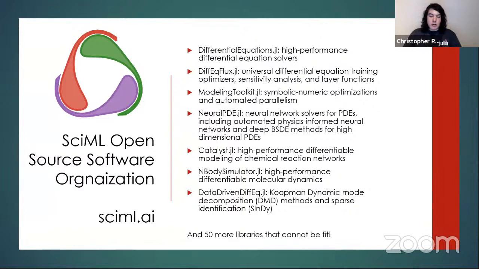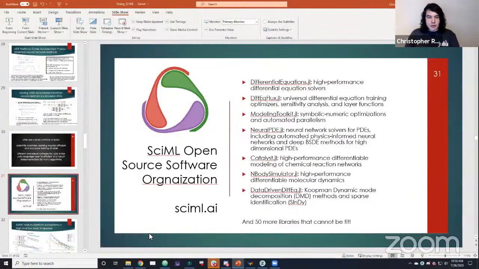Other components are things like Catalyst.jl for chemical reaction networks and differentiable molecular dynamics components, and also DataDrivenDiffEq for these Koopman methods and also these sparse identification methods. These are just a few of the 50+ libraries in the Julia ecosystem, and so I'd highly recommend that you check out all of our other resources. And let me demonstrate this here.